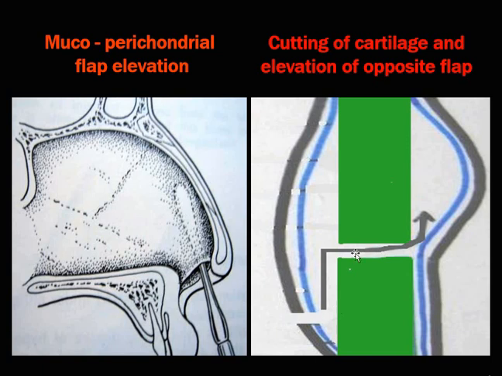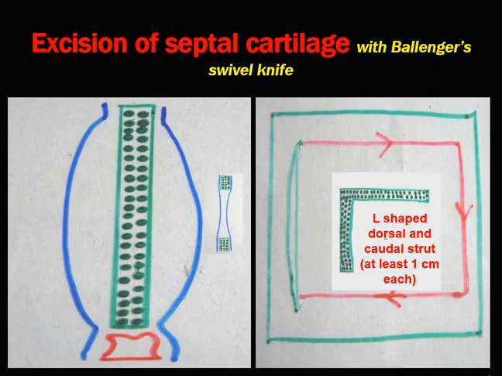So cutting of the cartilage and cutting of the mucosa should not be in the same plane, otherwise there might be perforation of the nasal septum. Therefore, to avoid that, we make the incision around 5 mm posterior to the caudal border of the septal cartilage, and 5 mm posterior to that the cartilage is incised. So this whole chunk of the cartilage is removed with Ballenger's swivel knife. L-shaped dorsal and caudal struts are left.